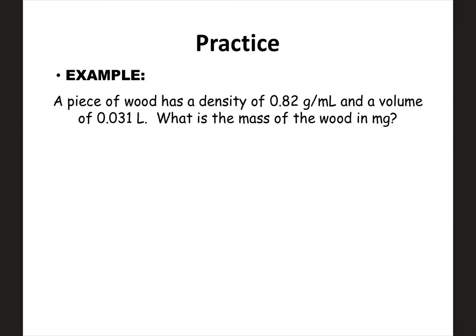This example is a little bit more fun. We have a piece of wood with a density of 0.82 grams per milliliter and a volume of 0.031 liters. We want to know the mass of the wood in milligrams.